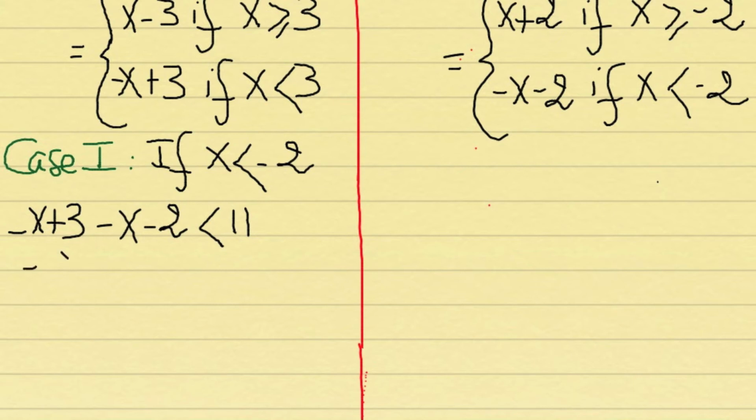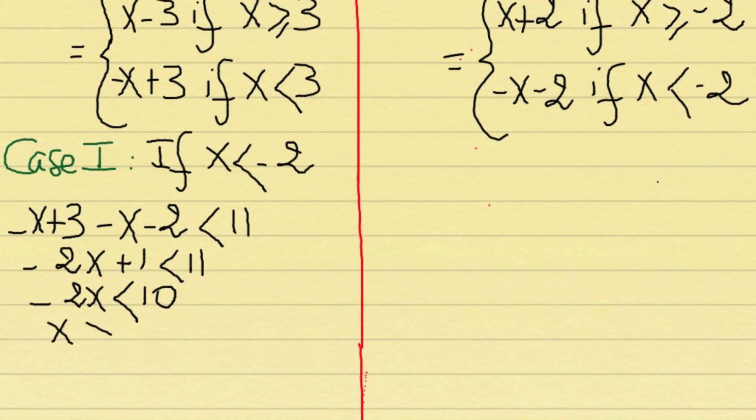Solving for x, negative 2x plus 1 less than 11, negative 2x less than 10, and then x is bigger than negative 5. That's my first case. Second case, I'm going to call it case 2.